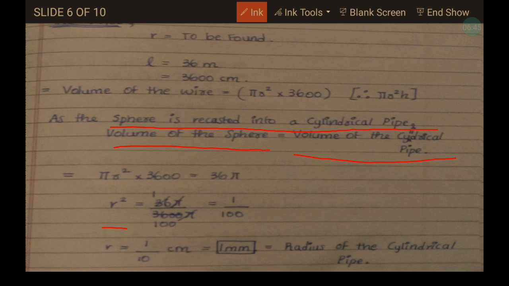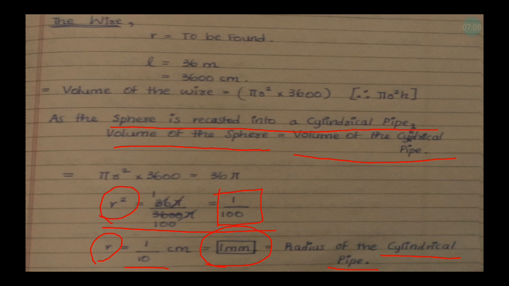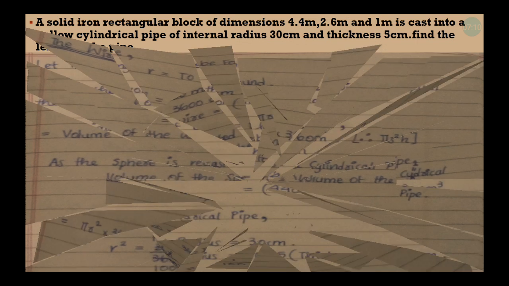When we are solving, r square we will be getting as 1 by 100. So what will r be automatically? It's nothing but 1 by 10 centimeter. When we are converting into millimeter, it's nothing but 1 millimeter. So the radius of the cylindrical pipe we have found is 1 millimeter. Now we move on to the next problem.